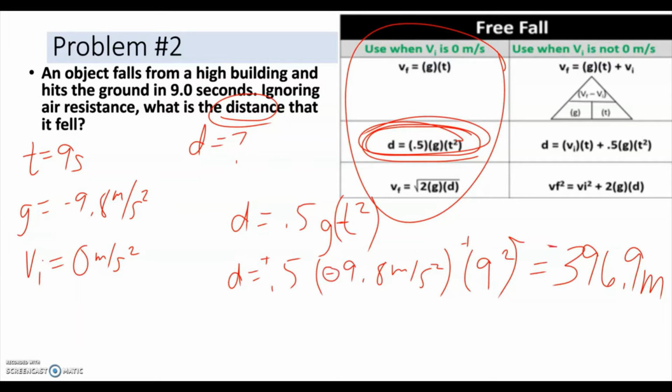Now, I know you can't have a negative distance, but the displacement that the object fell in those 9 seconds was down 396.9 meters. So the distance that it fell would just be the 396.9 meters.